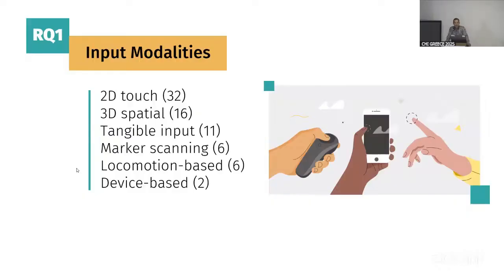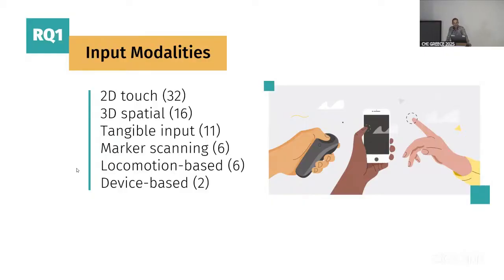Tangible input, we have 11 apps, which means that learners manipulate physical objects. For instance, moving pieces like small cubes, for example, on a table in order to arrange virtual objects and characters on a map. Now, this feels natural, but it can be tiring also because consider you need to hold your phone or your tablet on one hand and manipulate the elements on the other hand. So this might be a bit tiring.